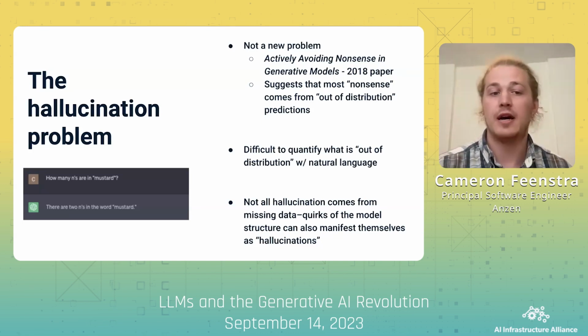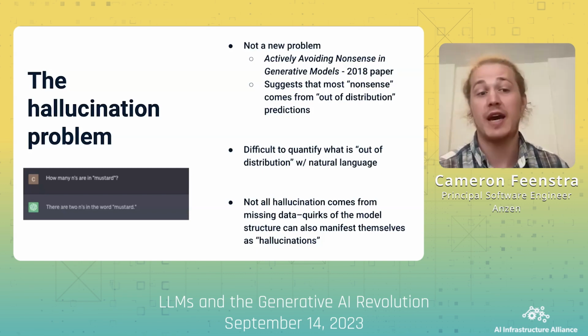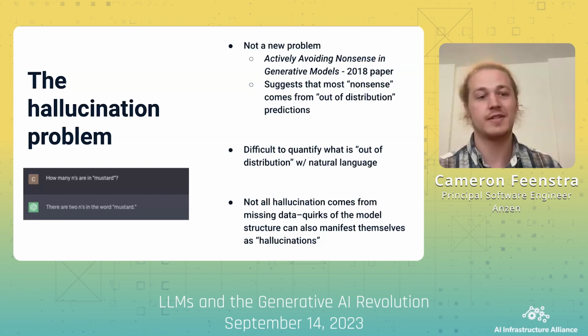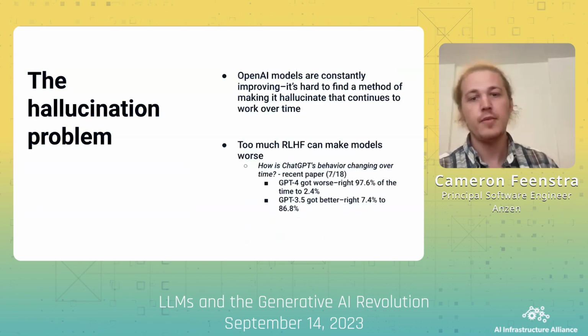For example, just because of how these models are trained based on tokens, it's an interesting quirk that they're very bad at spelling. So you can see in this example here, you ask it how many N's are in mustard. The answer is, of course, 0, but ChatGPT will tell you there are 2.